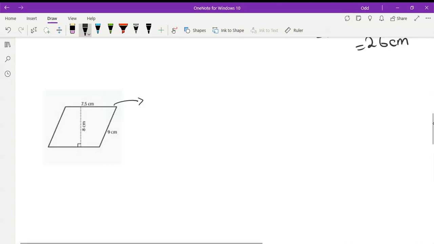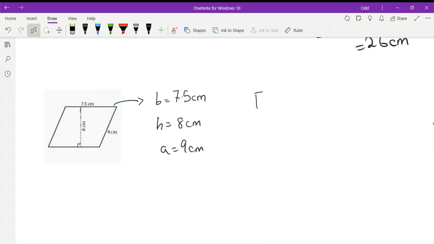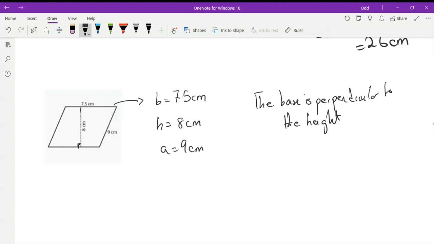Again, we extract our parameters. Our base is 7.5 cm. Our height, this one here, is 8 cm, and the other side is 9 cm. And always remember that the base is perpendicular to the height. The base of a parallelogram is always perpendicular to its height, hence you can see there's 90 degrees. So it's also good to remember that.